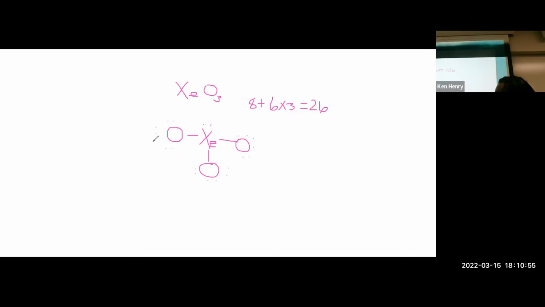So that's 8 around this oxygen, 2, 4, 6, 8. 8 around this oxygen, 2, 4, 6, 8. 8 around this oxygen, 2, 4, 6, 8. And 8 around xenon, 2, 4, 6, 8. Everybody's happy.